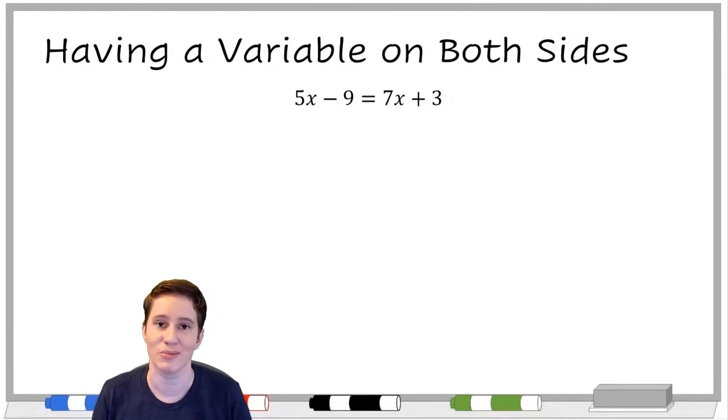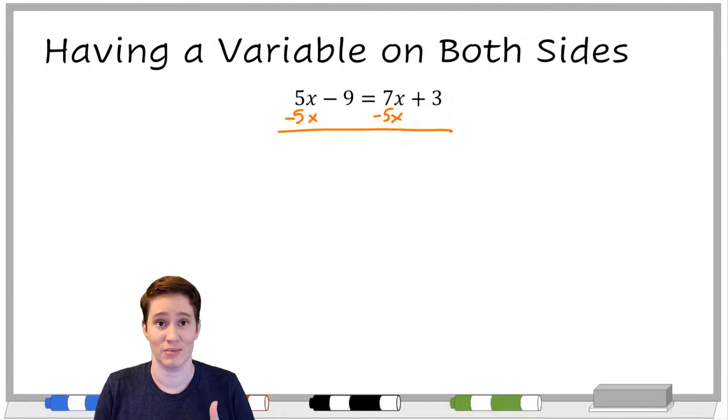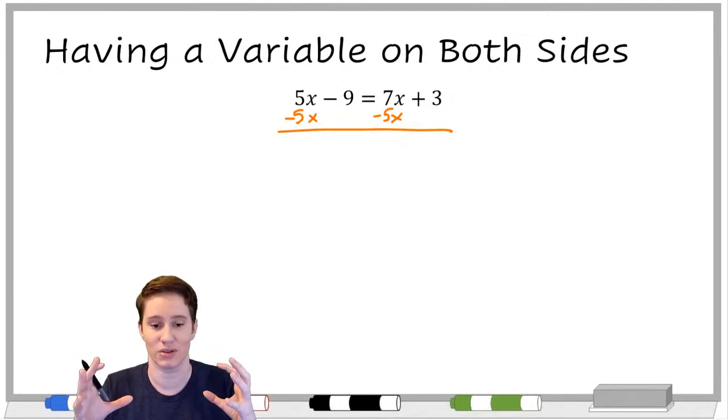Okay, so I'm going to move the 5x over to the right side. I'm going to show my work so that you can see exactly what's happening. So I'm going to subtract 5x from both sides. Because I picked the same thing to subtract on both sides, I still have the same equality happening for this equation.